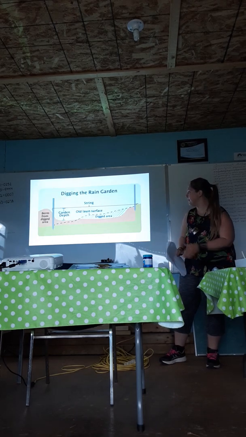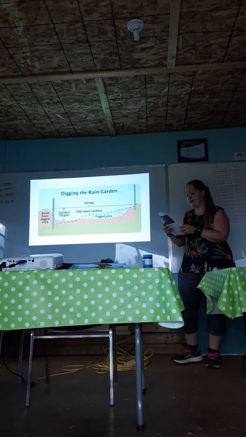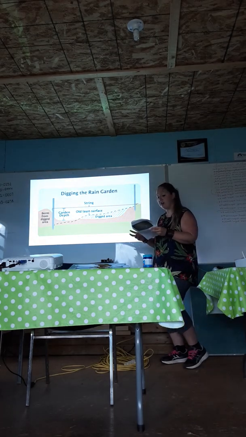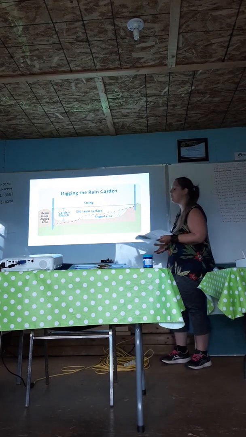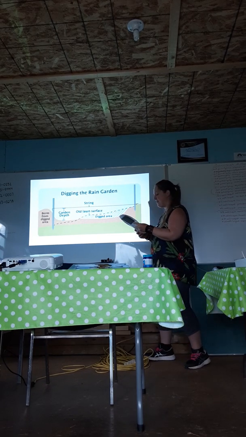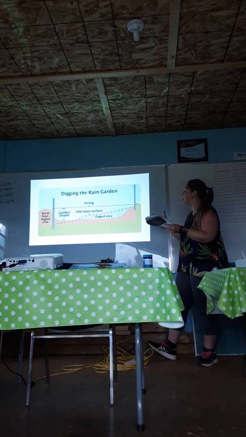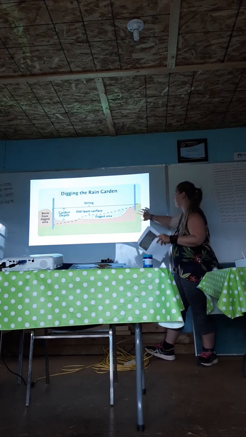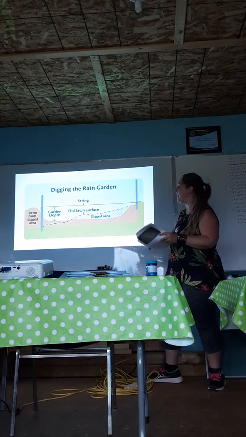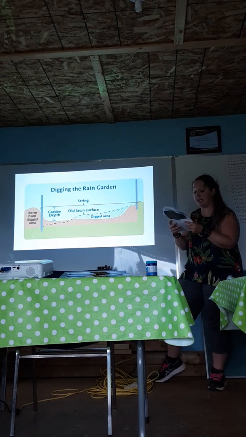So construction, just a little bit more details here. When you're ready to start, you can use some marking paint or some chalk to make the outline of your garden, just to make sure that you measure twice and cut once, right? And then you remove the surface grass and start digging your bowl shape with some light slopes. Now, the diagram here has a little bit steeper slopes, but it does give you the idea that you're trying to create a bowl shape.